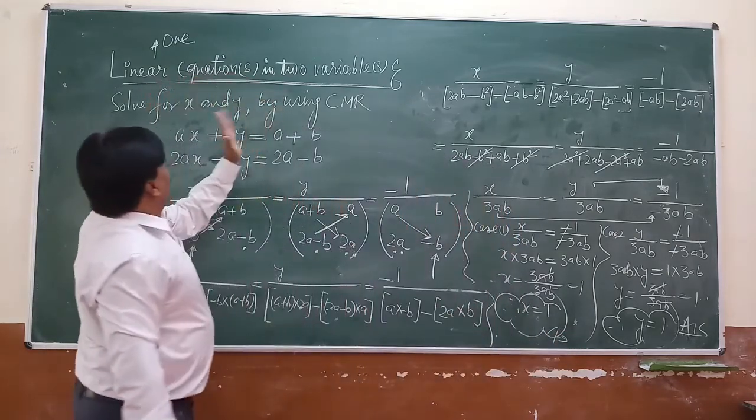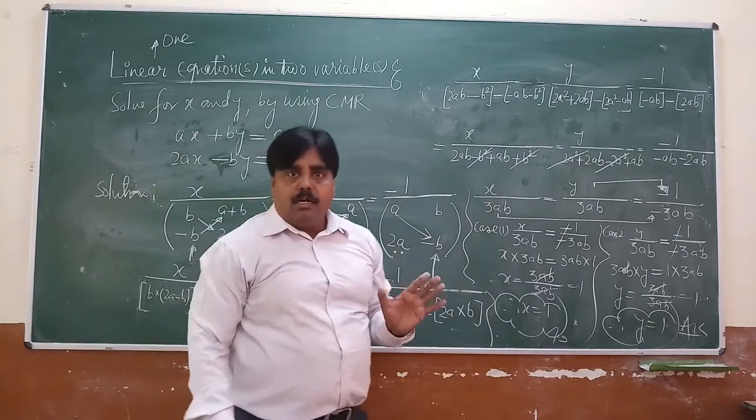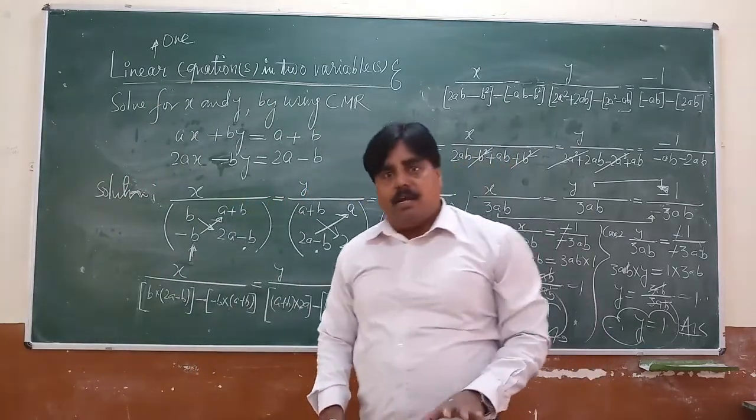So this is your cross multiplication rule in case of linear equations of two variables, simple linear equations.